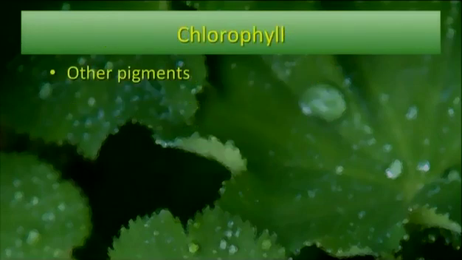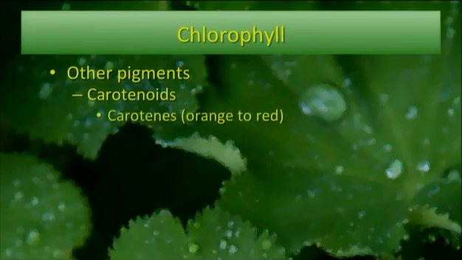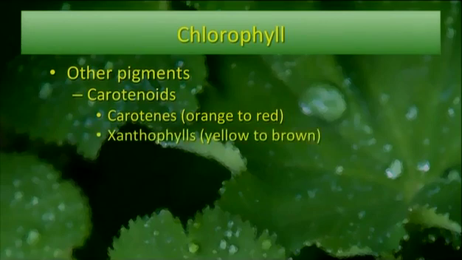Now chlorophyll is the main pigment in photosynthesis, but there are other pigments that also come into play. They allow for a broader absorption spectrum. They include the carotenoids, and carotenoids include the carotenes that are usually orange to red, and the xanthophylls that are yellow to brown. And there are other water-soluble pigments called anthocyanins, which range from pink to red to purple to blue.